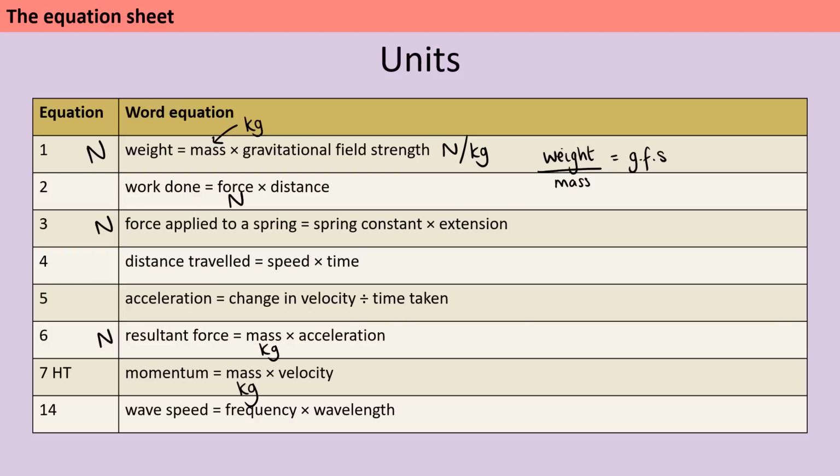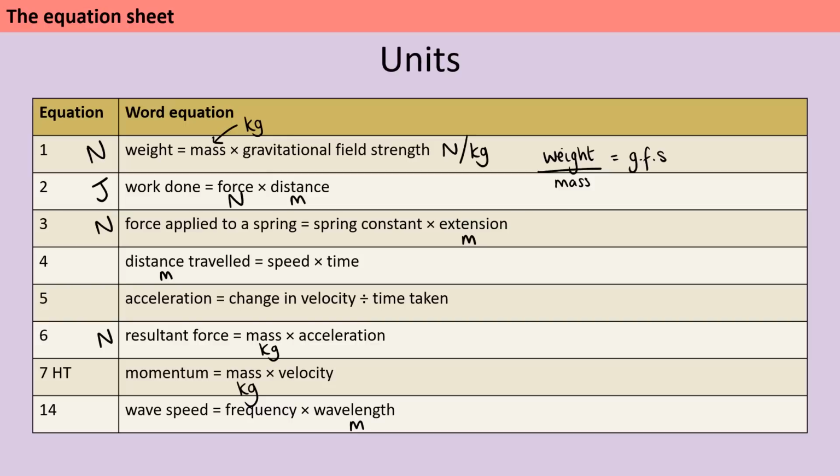Work done is a kind of energy, so it's going to be measured in joules. And all distances, so that includes distance in the second equation, but also extension in the third, and also wavelength in the 14th, are measured in meters. You can see from this that work done in joules, those joules are equivalent to a newton meter, a newton multiplied by a meter.